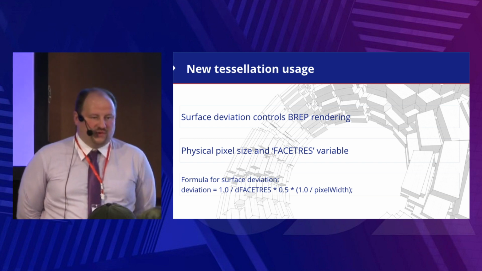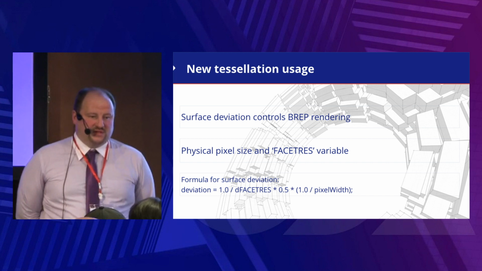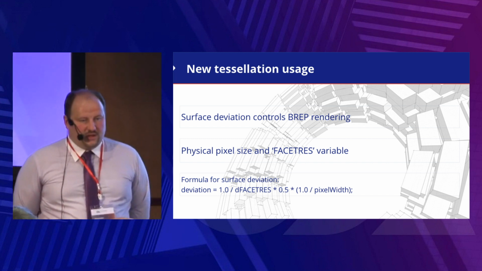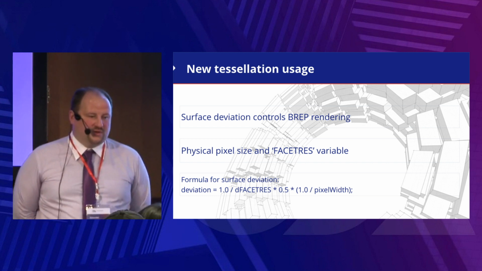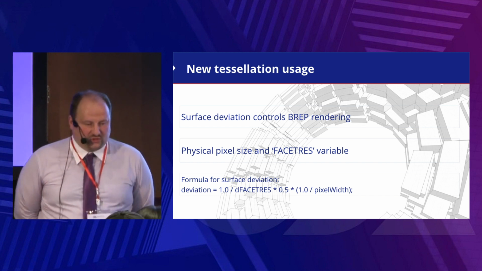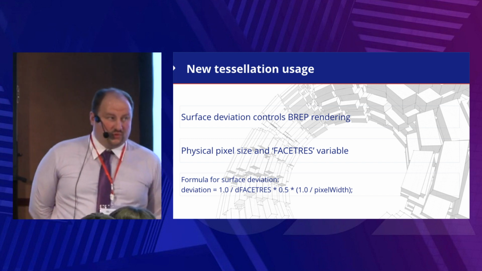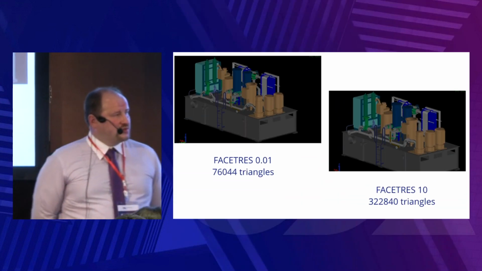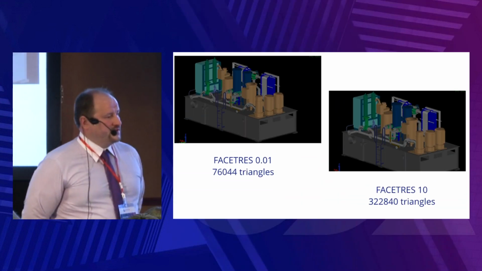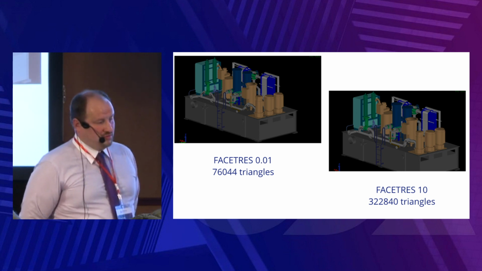Certainly, it is very useful because when we are very far from the object, we are not interested in too-detailed tessellation. But if we are close to the object, we want to see all details. All details should be very smooth. So, in this case, we should use much more detailed tessellation. The facet trace variable allows us to achieve different tessellation accuracy for the same zoom.